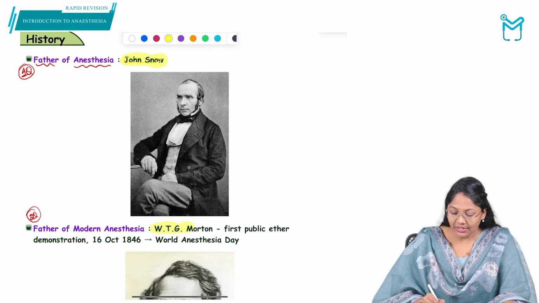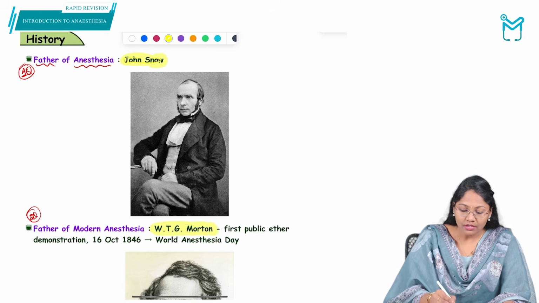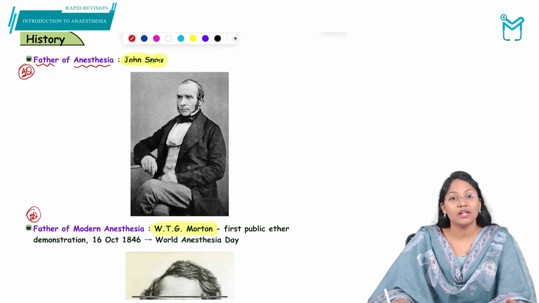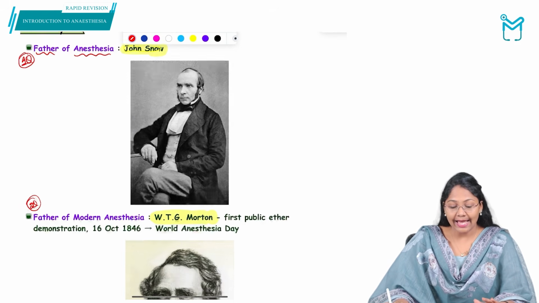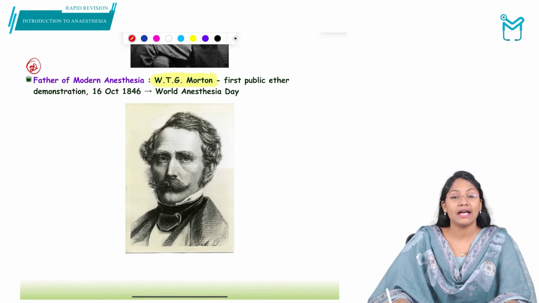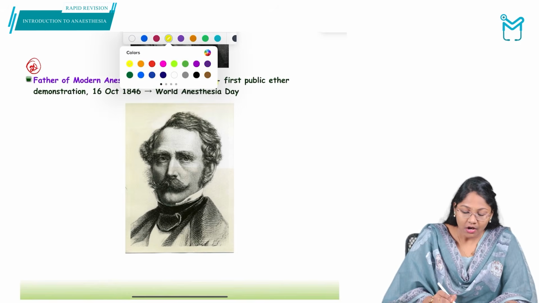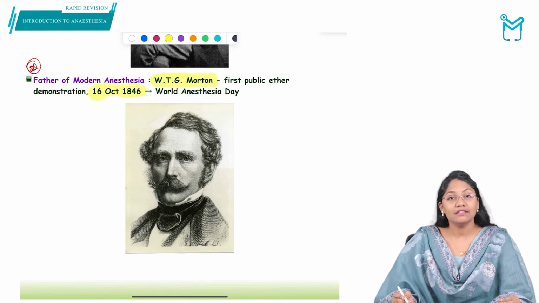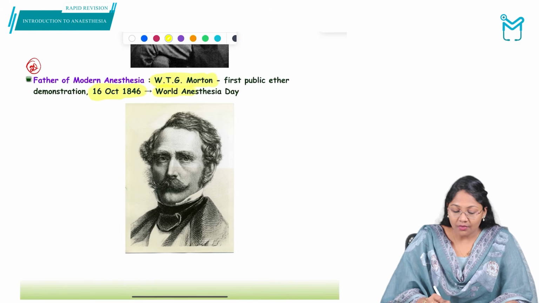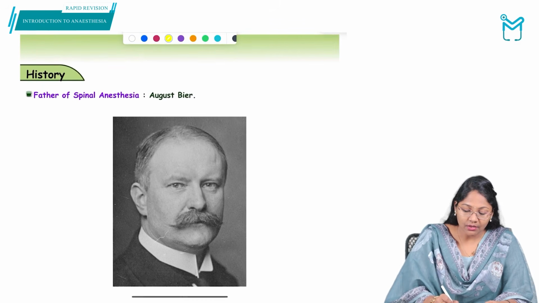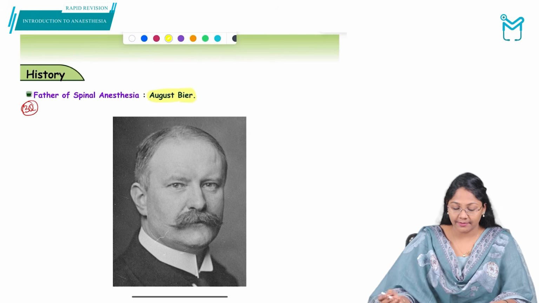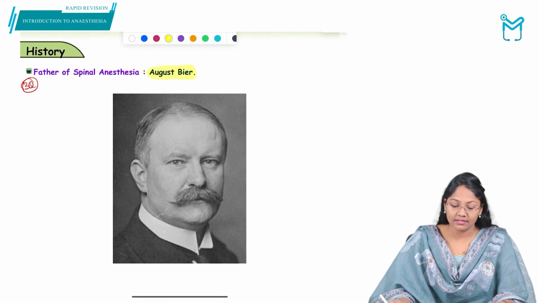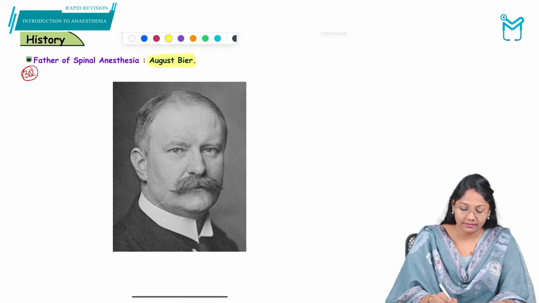He is W.T.G. Morton. So why do we call him the father of modern anesthesia? Because he publicly demonstrated the anesthetic agent ether on 16th October 1846. That is why we have decided that day as World Anesthesia Day. Now coming to the father of spinal anesthesia, he is August Bier. So this is the person who is the father of spinal anesthesia.